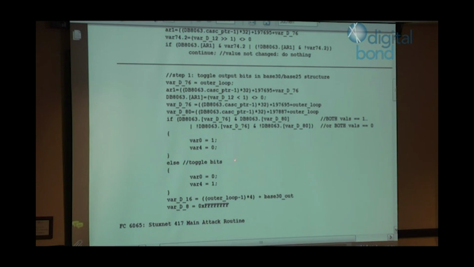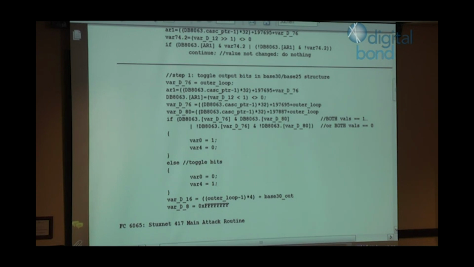So there is another condition. If these values here, which correspond to some process values, are either both 1 or both 0, then the bits are toggled from 0 to 1 or from 1 to 0. Don't ask me what this actually means for the actuators.